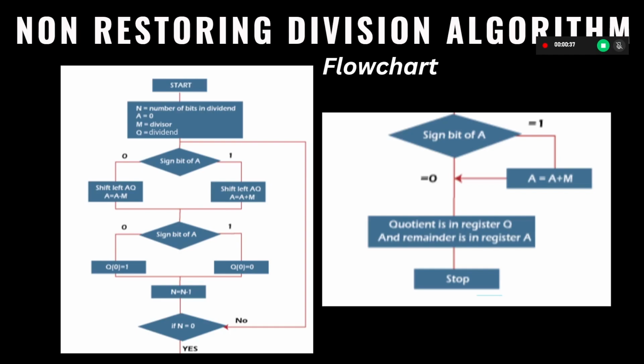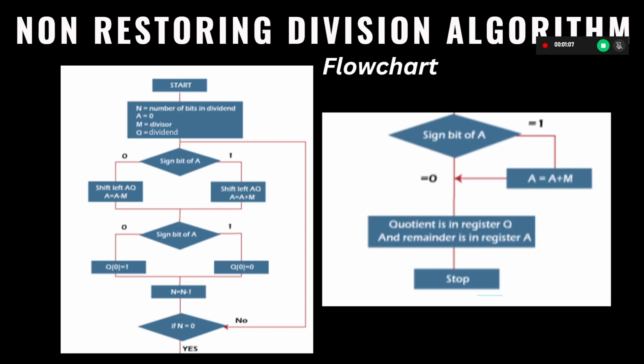The second step is we have to check the sign bit of A. If this bit of register A is 1, then shift the value of AQ to the left and perform A equal to A plus M. And if this bit is 0, then shift the value of AQ to the left and perform A equal to A minus M. That means in case of 0, the 2's complement of M is added into register A and the result is stored into A.